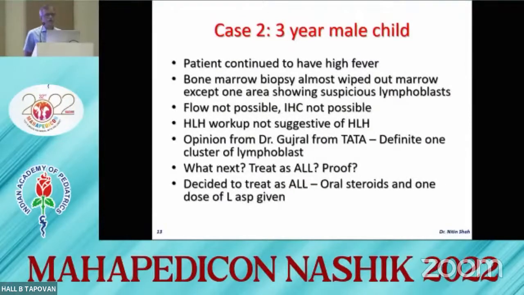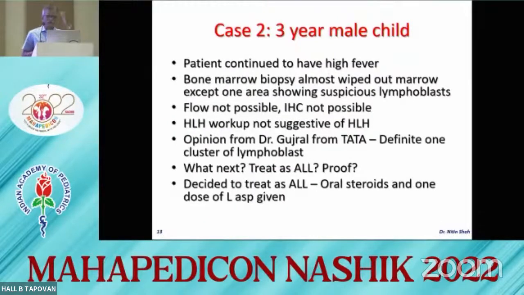The bone marrow biopsy report came. It showed an absolutely wiped out marrow, and there is one focus where some suspicious lymphoblasts are seen, but not enough to make a diagnosis. Kindly repeat the bone marrow biopsy. Now, how do you do that in a sick child like this? So flow is not possible. Immunohistochemistry is not possible. So I tell my hematopathologist from Hinduja Hospital, let both go with his biopsy to Dr. Gujral. Dr. Gujral from Tata is an extremely nice person and a very experienced hematopathologist.